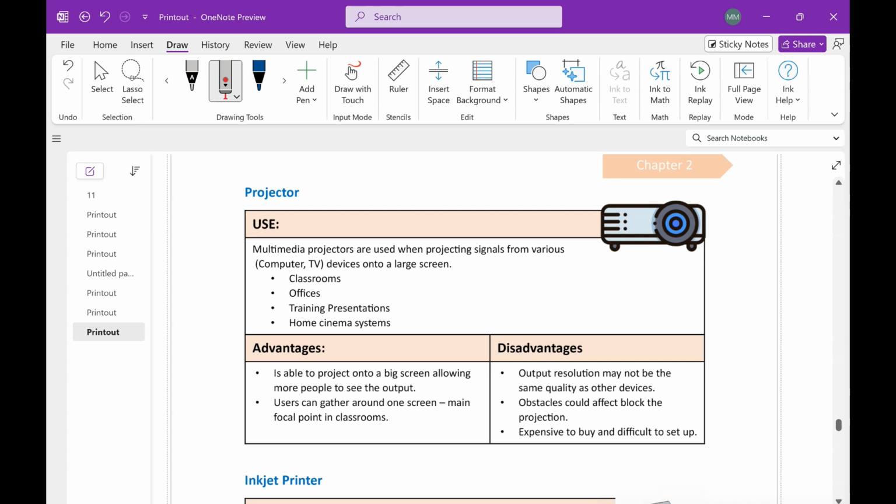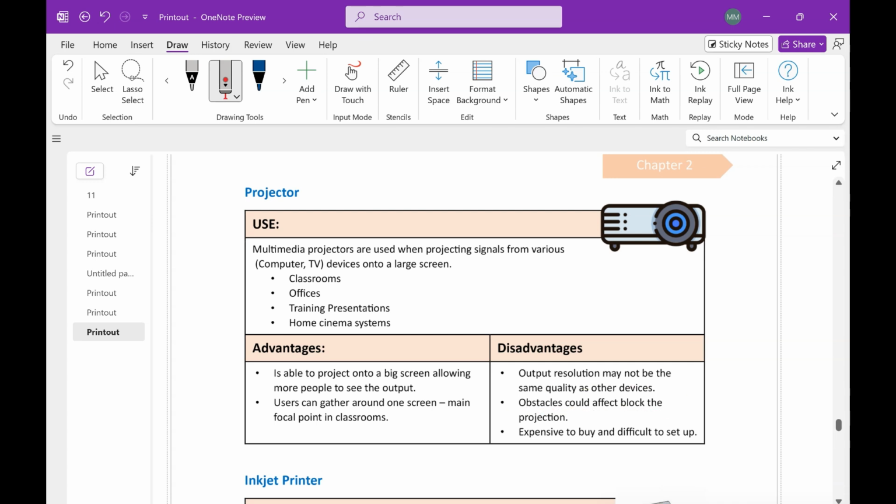Very good. Disadvantages: the resolution depends on the quality, and the quality depends on the cost. So if you'd like a high resolution projector, you pay more. A better quality image, you pay more. You get it? And the second, you need no obstacles.